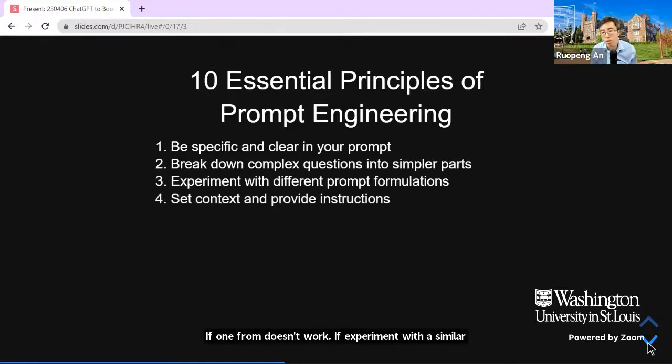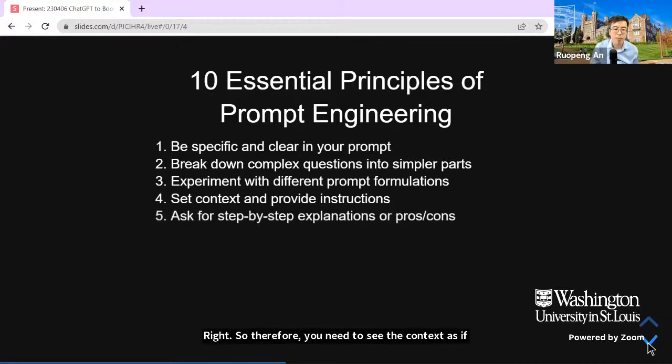The fourth principle is to set context and provide instructions. Right? Because if you only ask the machine to give you an idea about a research project, the machine doesn't know anything about your research. The machine doesn't know anything about the setting. It is for the industry, it is for academia, it is for a public health problem, or it is for a mathematical setup. Right? So therefore, you need to set the context as if you were communicating with a human being.